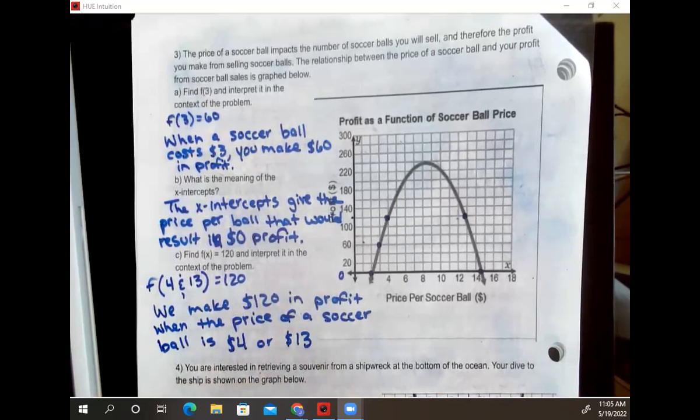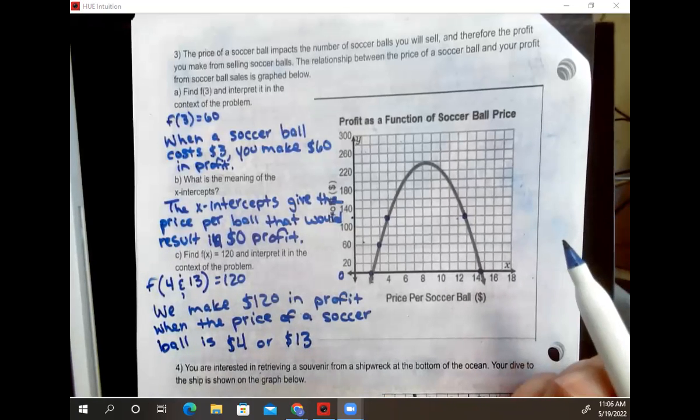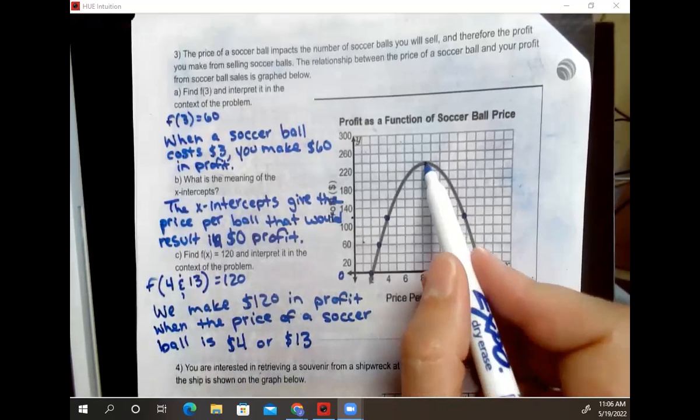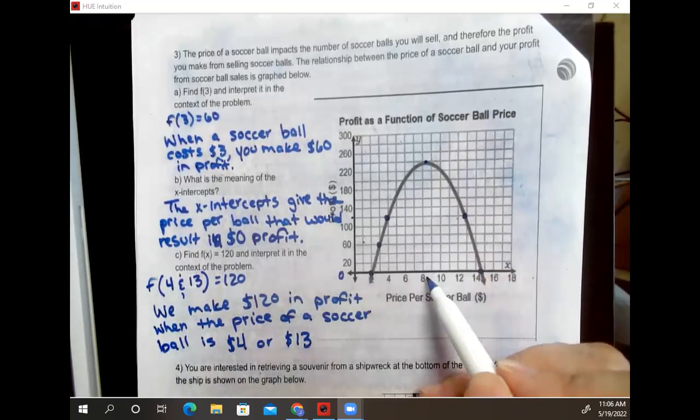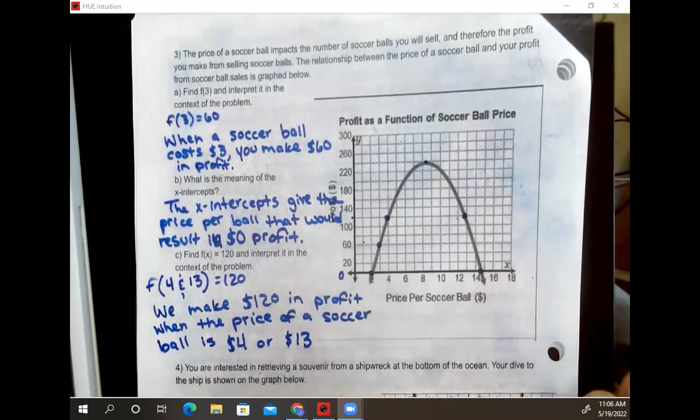Before we move on from this problem and talk about number 4, there's one last question I want to ask you that's not on here. What is the most amount of money that I could make from selling soccer balls? What's my greatest possible profit? What did you look at to find that? The vertex, right? That would be here at about 240. If I price my soccer balls, it looks like a little over $8. That's when I can make the greatest profit.